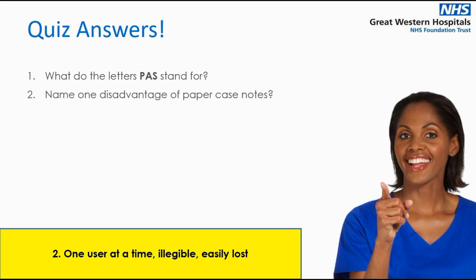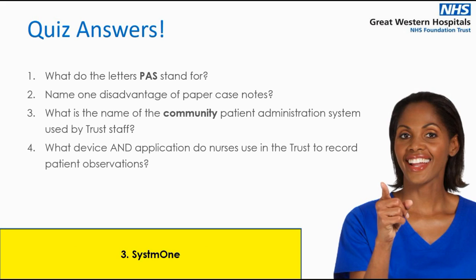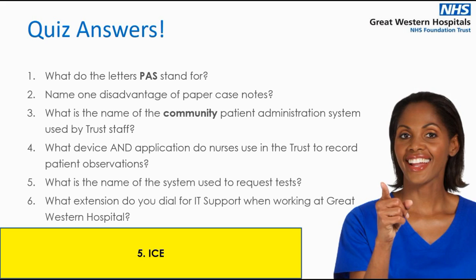Question 3. What is the name of the community patient administration system used by trust staff? And the answer is System 1, with system spelled SYSTM. But I won't penalise you if you've got that bit wrong. Question 4. What device and application do nurses use in the trust to record patient observations? And the answers are iPod, they use an iPod, and Nerve Centre, the Nerve Centre app. Question 5. What is the name of the system used to request tests? And the answer is ICE.